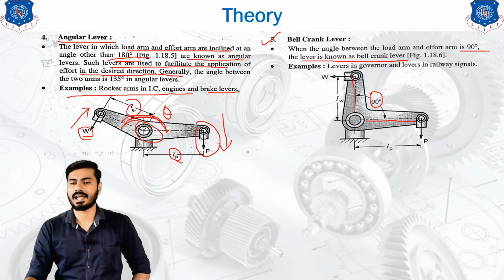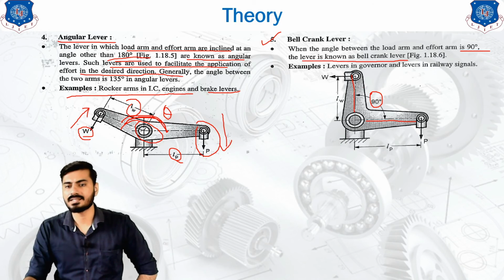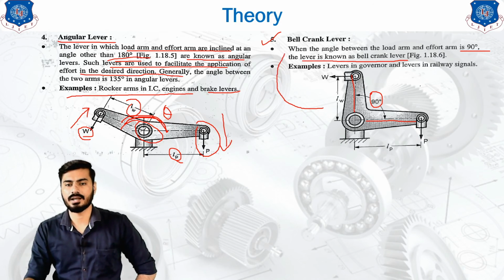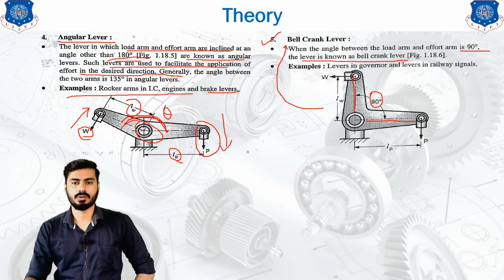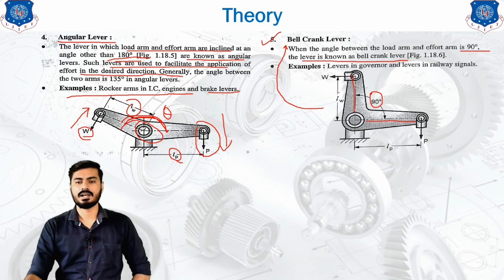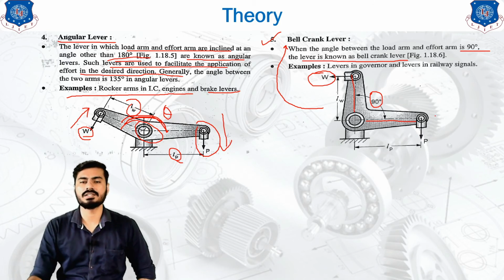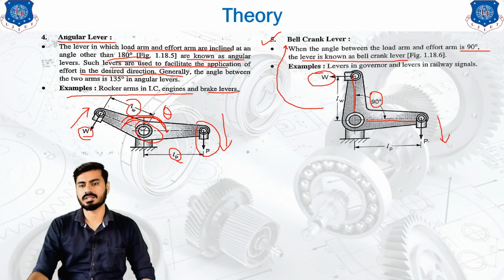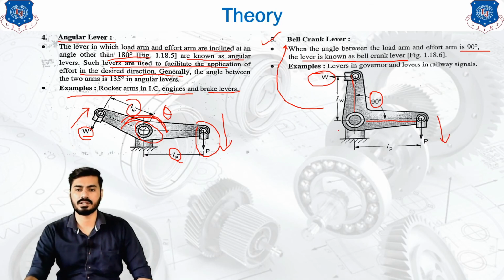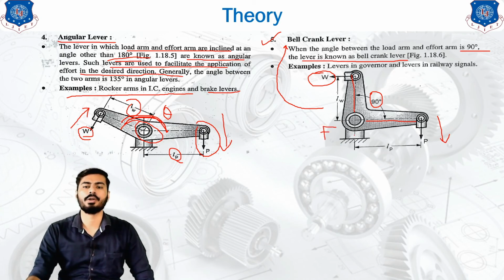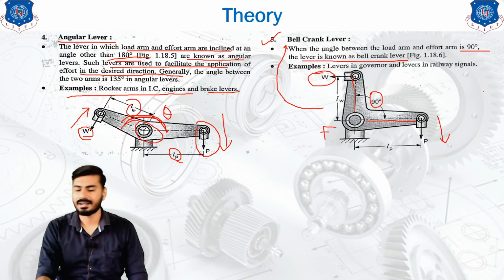If this angle is exactly 90, this type of lever is nothing but the bell crank lever, where the load is to be lifted or displaced in this direction. In order to displace or lift that load, you will have to apply the effort in this direction. So this is the effort, this is the load, and this is the fulcrum F, about which we rotate the lever in the desired direction.